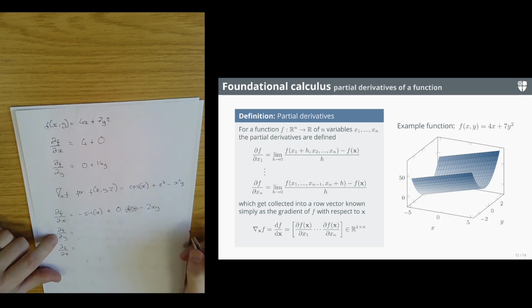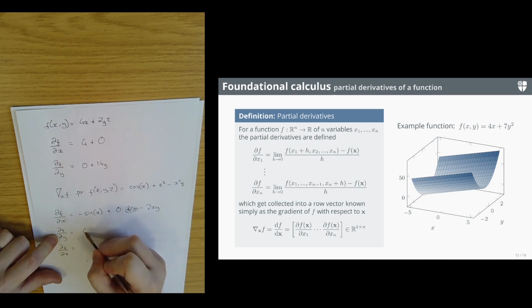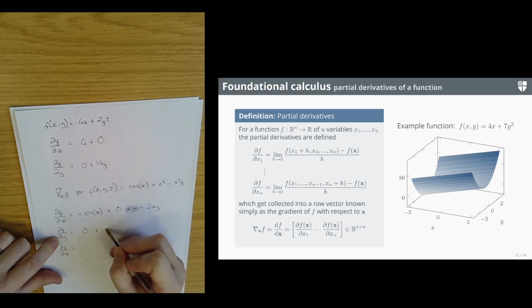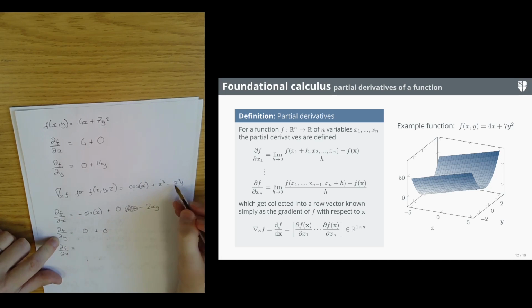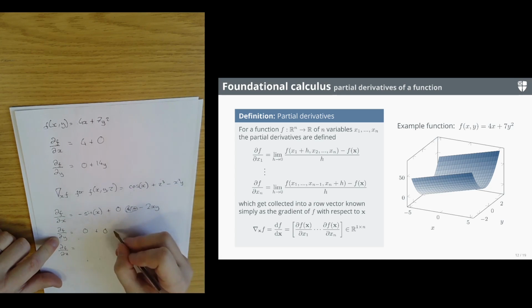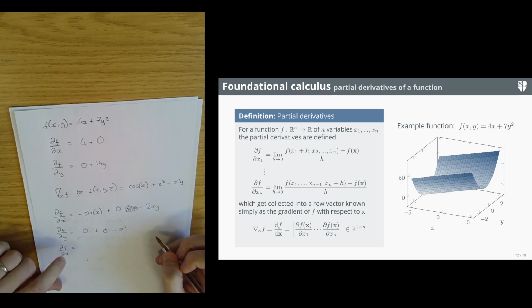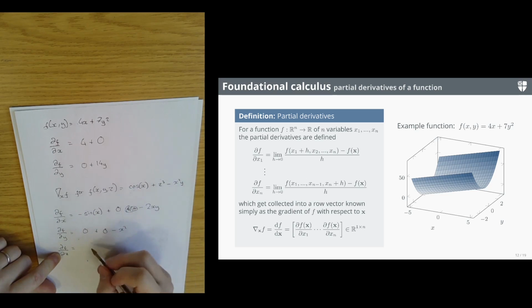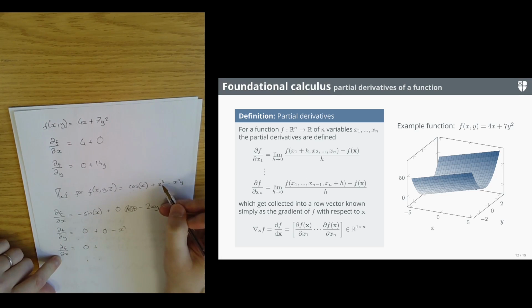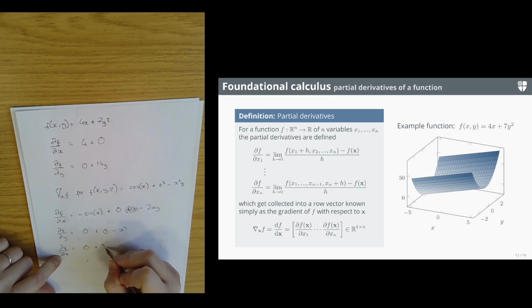And we might as well just do it for the others briefly. So there's no y's in here, so this is going to be 0. There's no y's in here, so that's going to be 0. And then there's a y here, so it's differentiated. That's just going to be minus x squared with respect to y. And this one here, again, there's no z's here, so this is going to be 0. There is a z here, so that's differentiated with respect to z, so that's power rule, so that's 3z squared. And this is going to be minus 0.